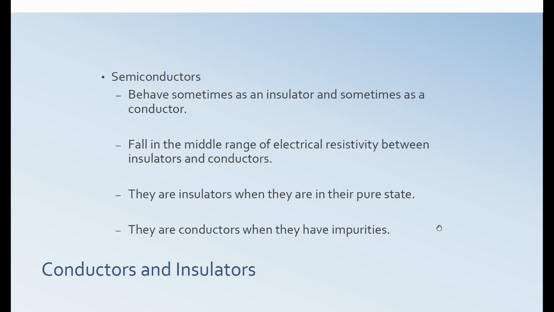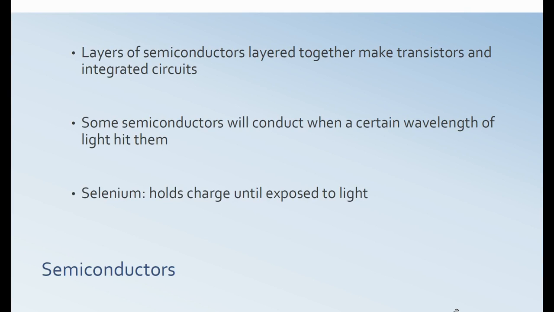There's also some substances that are called semiconductors, and these are substances that behave sometimes as an insulator and sometimes as a conductor. In many cases these substances are insulators when they're in their pure state, but if we add an impurity, which is called chemical doping, then they become a conductor. We can layer some of these semiconductors together to make things like transistors and integrated circuits in our electrical devices.